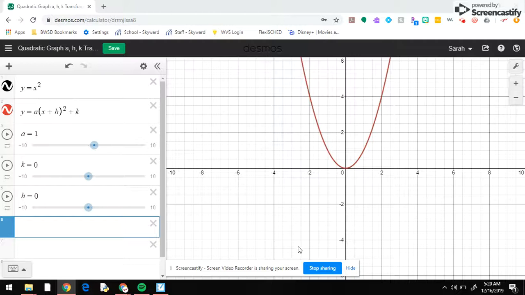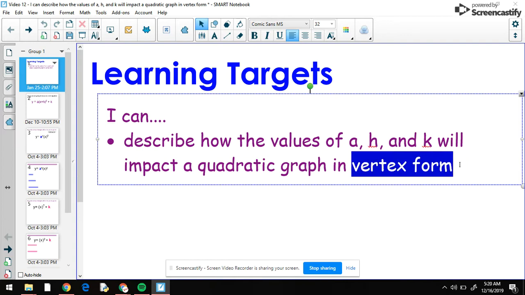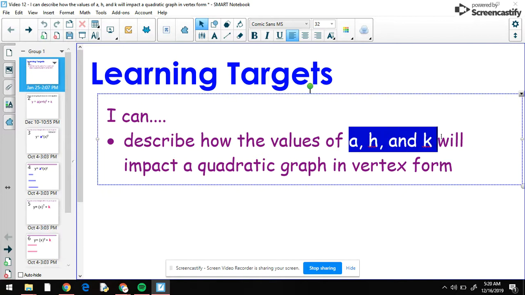So in this video, we're going to start looking at a new form of a quadratic graph called vertex form. And we're going to look at how this vertex form with its values of a, h, and k actually impact our parent graph of y equals x squared.